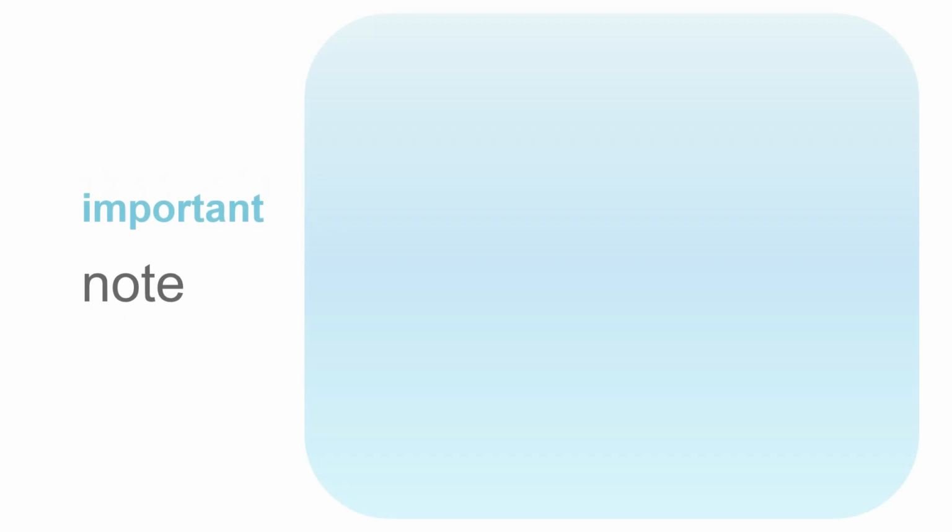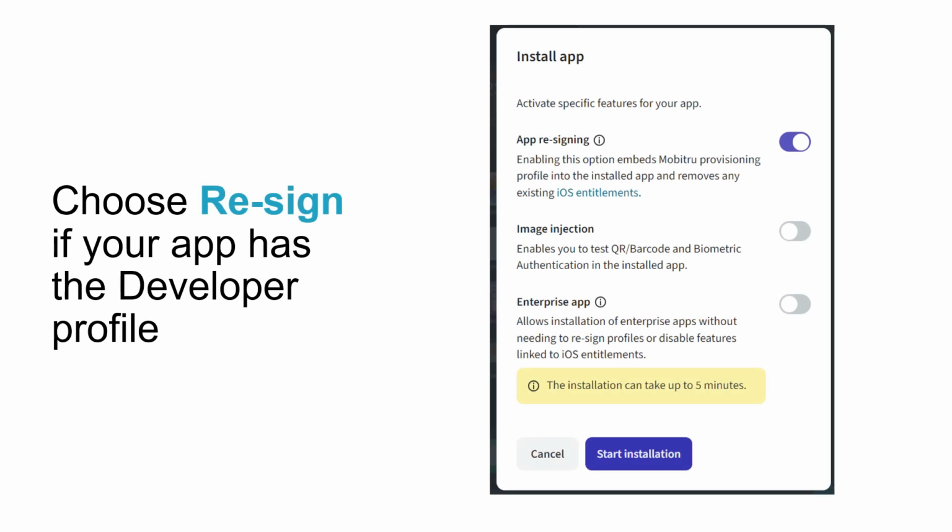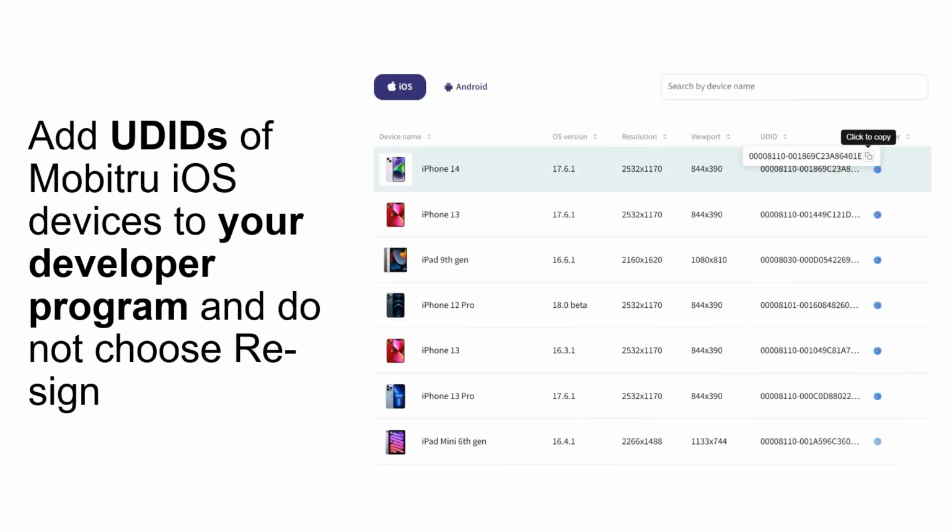Note that if your device has the developer profile, such an installation option doesn't suit you and you need to choose Resign. There is also a slight improvement for the Resign option, a notification about removing iOS entitlements, but we remind you that the development team can add our devices to the developer program to avoid resigning.